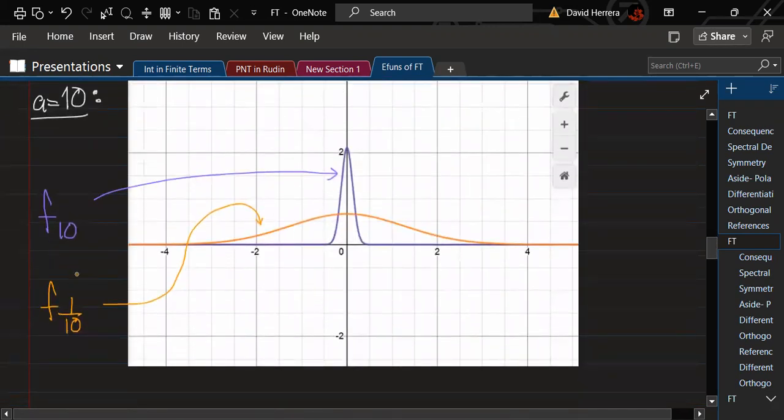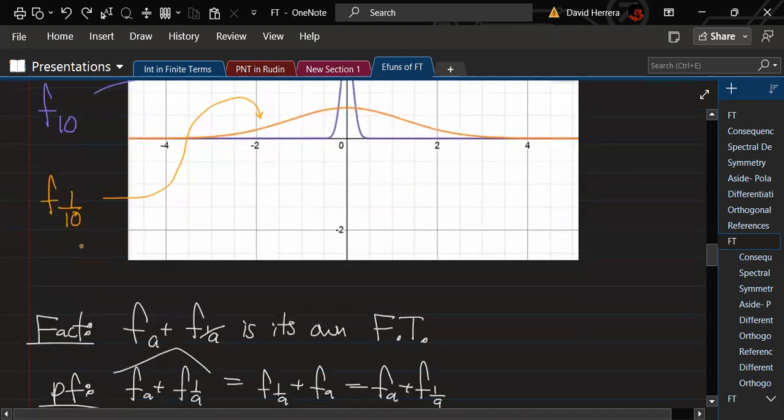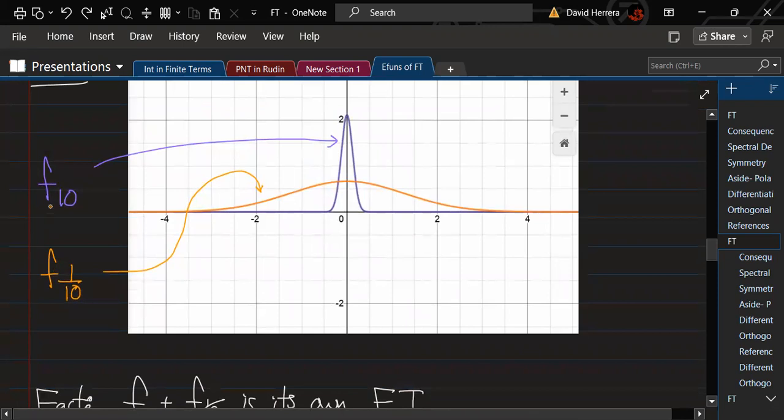Now, if we have function f10, it's going to be a narrower Gaussian like this. If you do its Fourier transform, it will be wider. It's just a different Gaussian. They both have length 1. Even though neither of these functions is an eigenfunction of the Fourier transform, if you do the Fourier transform of one of them, it gives you the other one. And so it kind of swaps them.